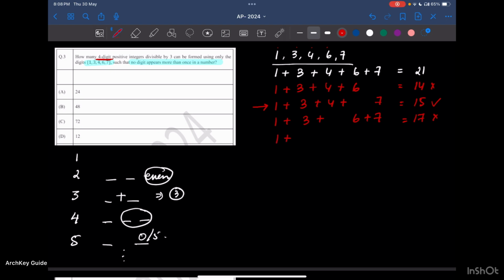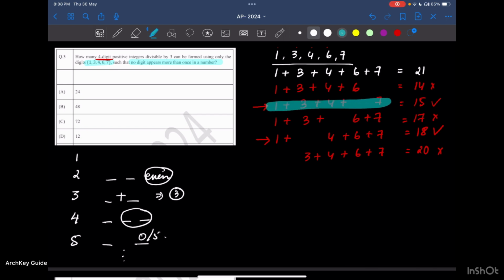Next, 1 plus 4 plus 6 plus 7. How much is this going to be? This is divisible. Next, 3 plus 4 plus 6 plus 7, which is 20. This is not divisible. So now we see what the numbers are that I'll have to include in my calculation. They will be these combinations.